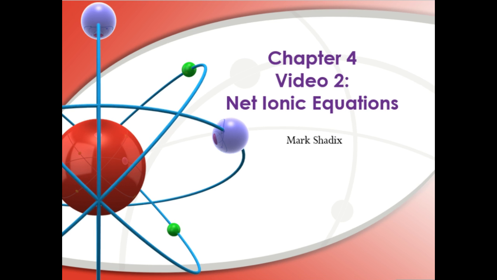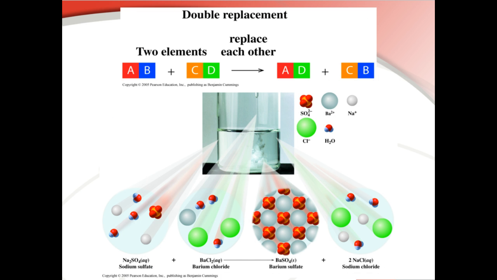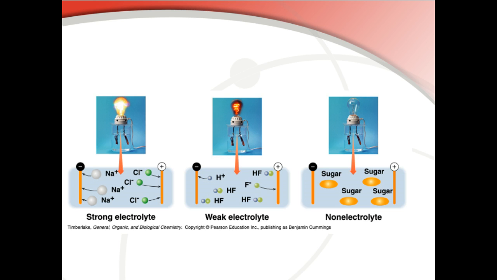So going back to our previous video, we had this slide where we talked about double replacement reactions. And we talked about how barium sulfate was a solid. Now, why was barium sulfate a solid? Well, it was a solid because it is a weak electrolyte. What does that mean? Well, electrolytic solutions are based on how much a solute dissociates.